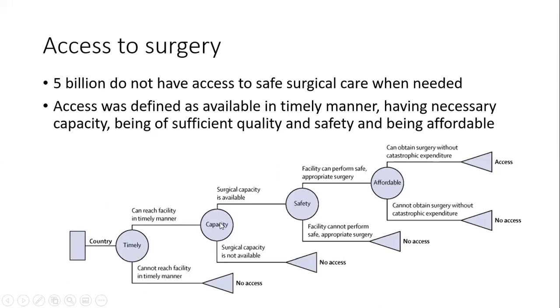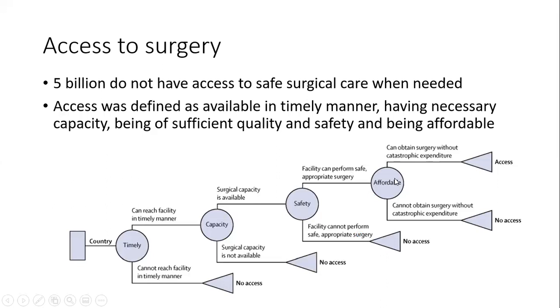Then we look at the other metric here. Surgical capacity is not available. If there are no people who work in surgery, if there are no surgeons in the hospital, you don't have access to surgery, right? But if you have surgeons, then you have surgical capacity. Okay, then we go to the next level. Safety. Facility cannot perform safe, appropriate surgery. You have a surgeon, but the conditions are terrible and he cannot do safe operations. A surgeon does 70 operations a day, cutting quickly, and then they put them in the post-operative ward and then they die from inflammations. This is not access to safe surgical care. But if he works properly and has the resources, then the facility can perform safe appropriate surgery.